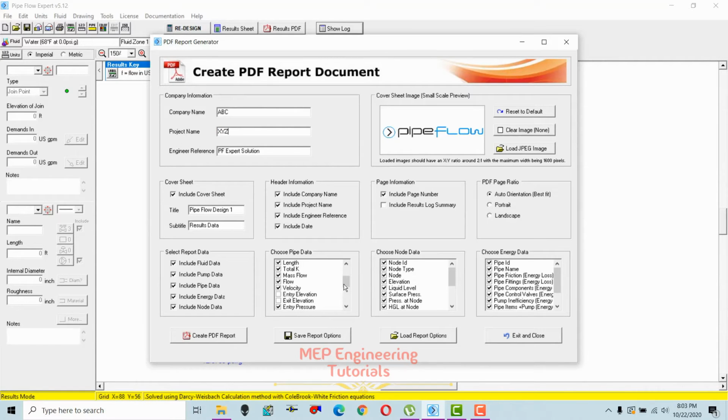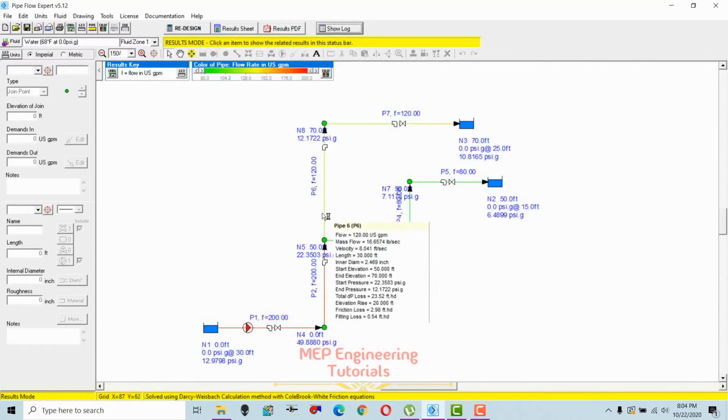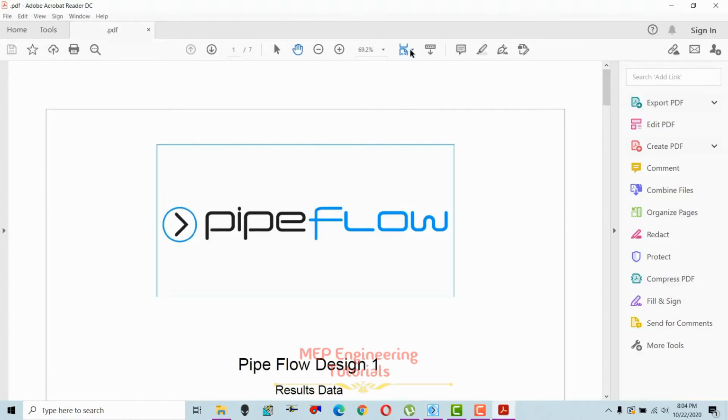and you can choose whatever the data you want to check in the pipe, whatever the data you want to check in the node, and you want to check in the energy data. So let's say I will remove the mass flow, and let me check the friction loss in here. So after selection is done, just click the create PDF report. It will generate the report of your results.